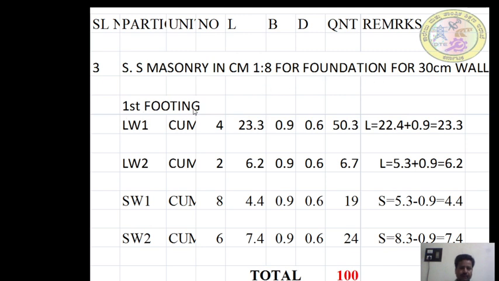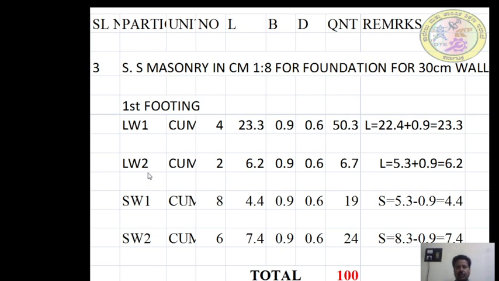First footing. First footing is nothing but what comes after the PCC: first footing, second footing, and basement. So for the first footing, the breadth is 0.9 and the depth of the footing is 0.6. We already know how to calculate the length of LW1. So L equals 22.4 plus 0.3, 23.3. Then 23.3, 0.9, 0.6, so 50.3.